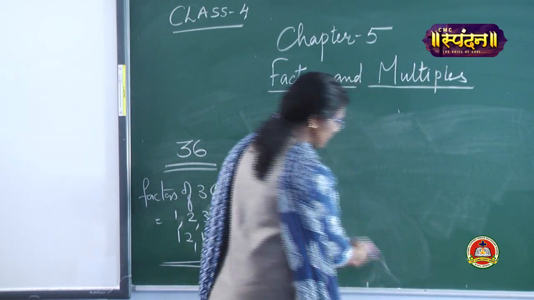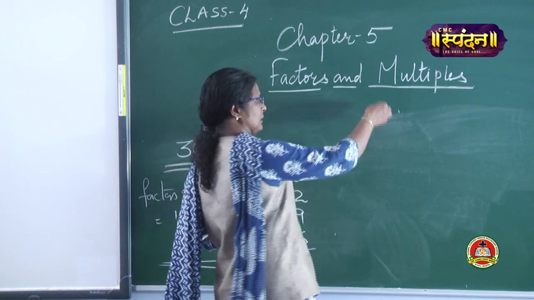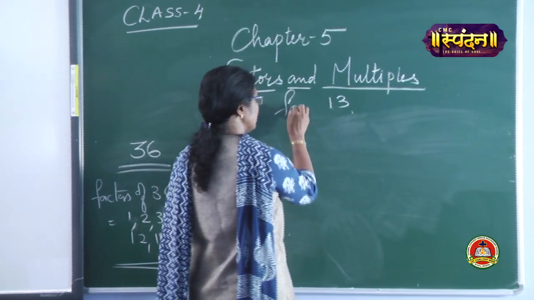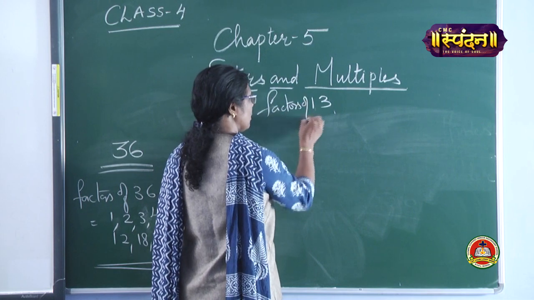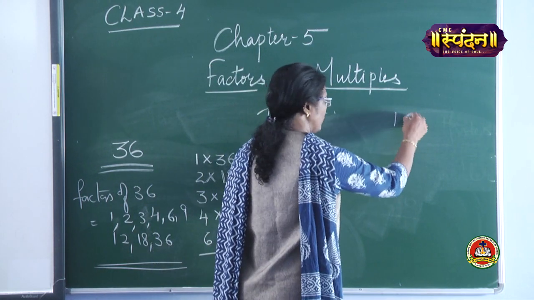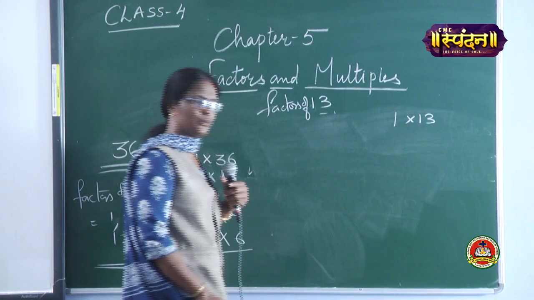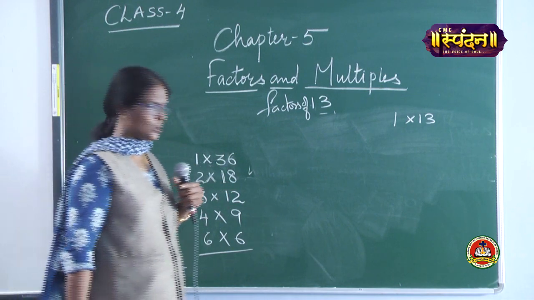Here you have seen a bigger number. I will take a number like 13. We are going to find the factors of 13. Same way, 1 into 13, the first factor of every number is 1 itself.